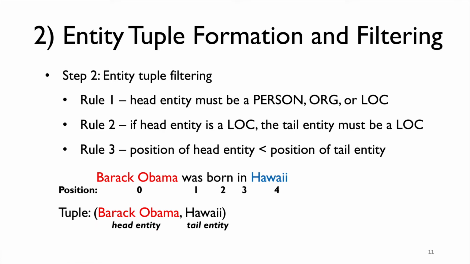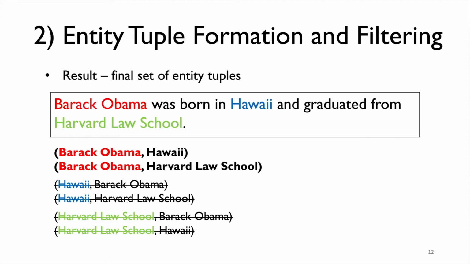The second step is entity tuple filtering. We apply the following rules to filter out some unpromising entity tuples. Rule 1 is that the head entity must be a person, location, or organization. Rule 2 is if the head entity is a location, the tail entity must also be a location. Rule 3 is the position of the head entity must be less than the position of the tail entity. Here is the result. We will have 2 tuples as the candidates for the next step.